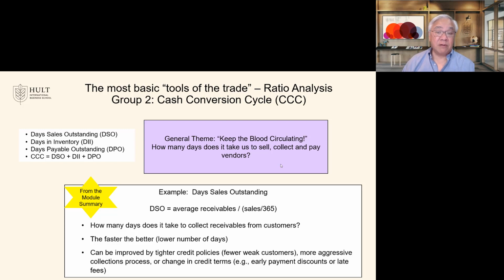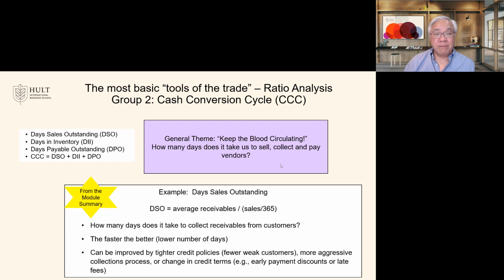The calculation or the formula is average accounts receivable divided by sales divided by 365. You can think of the denominator as daily sales. So if you divide the accounts receivable balance by the daily sales, it tells you how many day sales are in your receivables. So that's how it works. So this one, the faster the better. If we see a low number, in other words very few day sales lingering in receivables as uncollected, that's good. So lower the better.